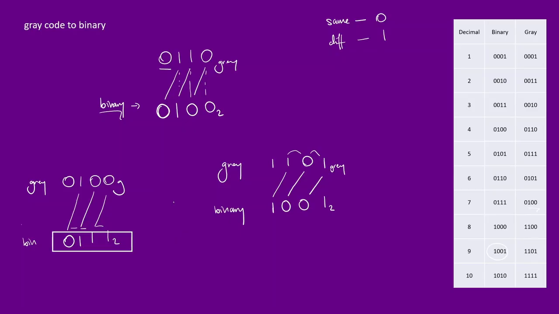So just be careful, be very particular with making sure that you're doing it the right way. You maintain the MSB, take the second of the gray, XOR with the first, take the third of the gray, XOR with the second, and so on, so you're able to convert from gray code to binary.